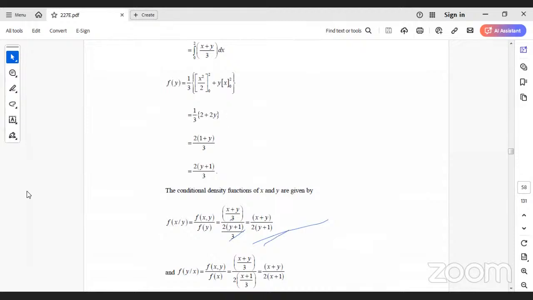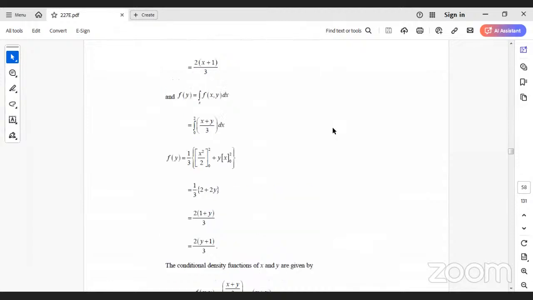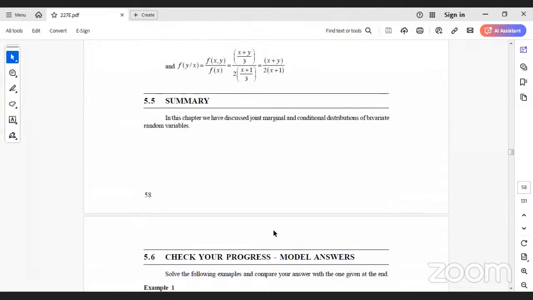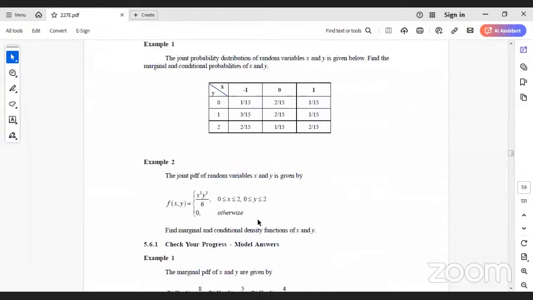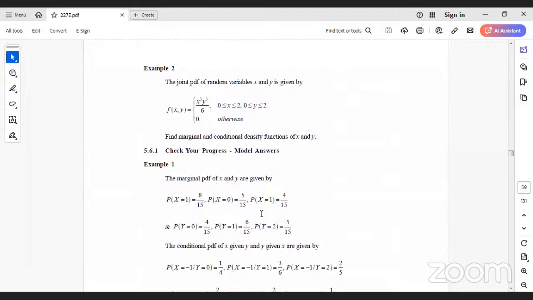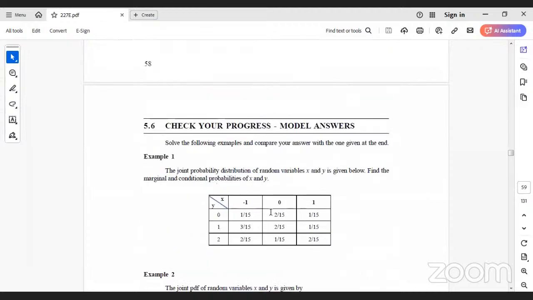See, top and bottom: 2 into (x + 1)/3, the 3 gets cancelled here. So that is the remaining variable here. (x + y) is the same, 2 into (y + 1). That is the y variable we have taken here. This is the x variable taken here. This is the one problem. Check here, this one problem also. We can check in the model answers also.